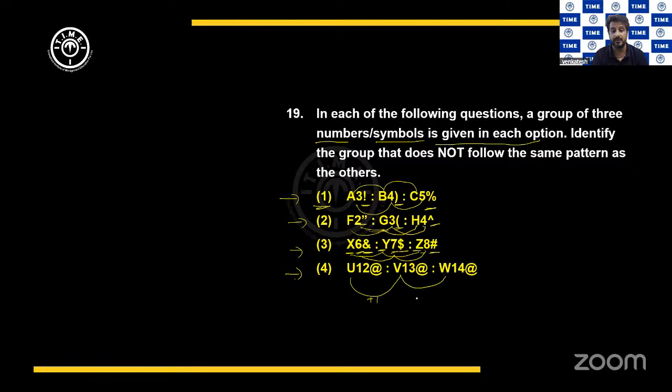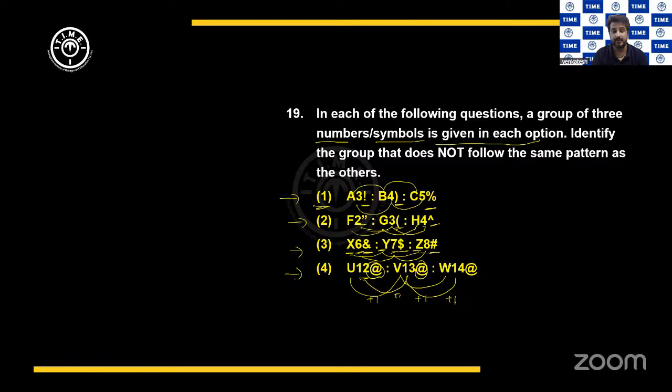So, +1 in the English alphabet as per the place value. U is 21, V is 22, W is 23. So, +1, +1. Numbers: 12 plus 1, 13. 13 plus 1, 14. Okay. These also match. Let's look at the symbols.